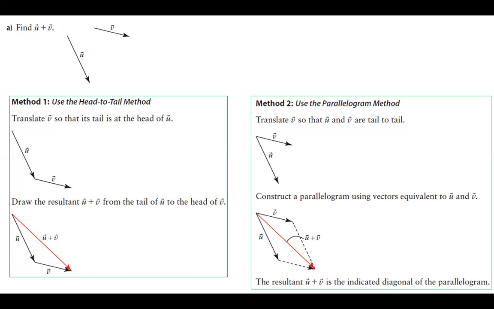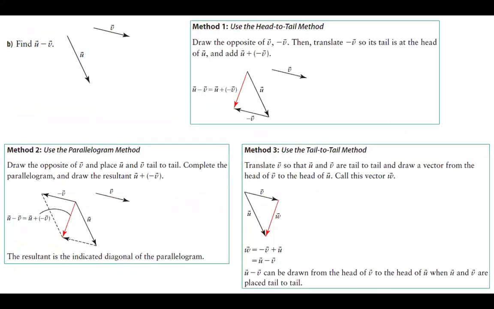Any questions? No? Okay, then let's have a look at u minus v. Well, actually, there are three methods to find u minus v. First, we can use the head-to-tail method.